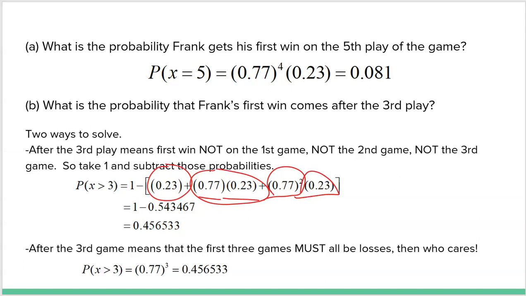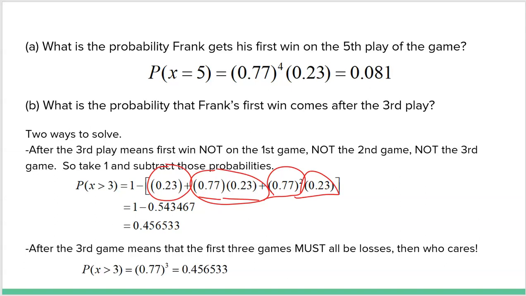So if I figure out what the probabilities are for those three scenarios, first win on the very first play, or the second play, or the third play, figure out those probabilities, add them together, but then I have to subtract from one, because remember, those are what I don't want. I want it to happen after the third. So it'd be one minus all of that, which would be one minus 0.543467, and I get 0.456533. So it's very likely, almost about a 46% chance, that his first win will occur after the third play.